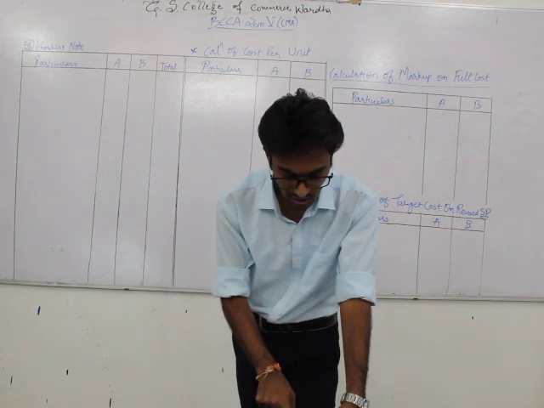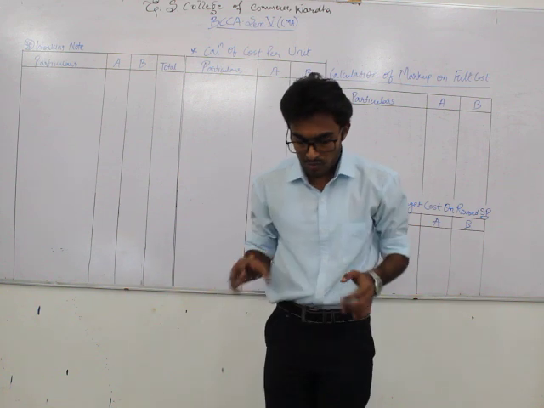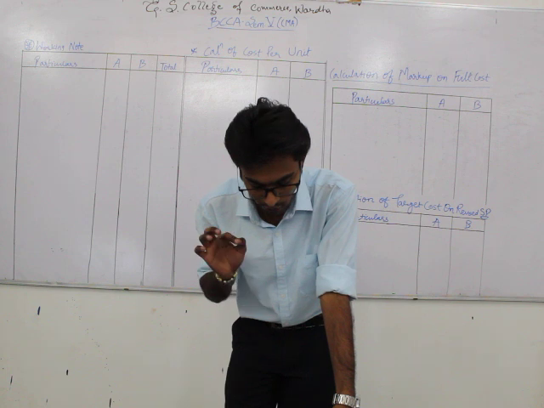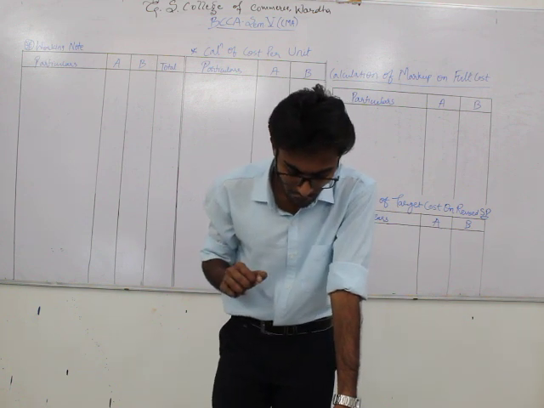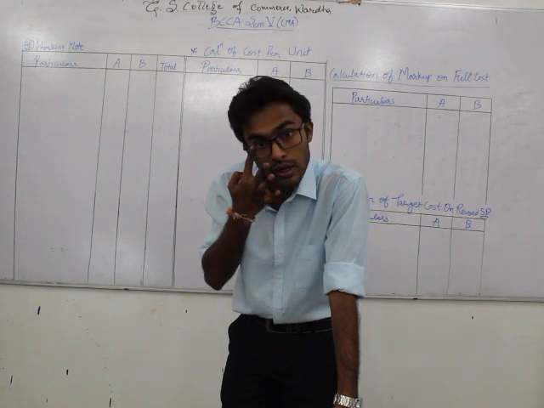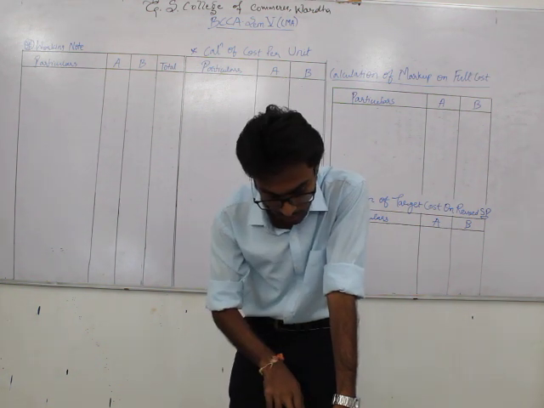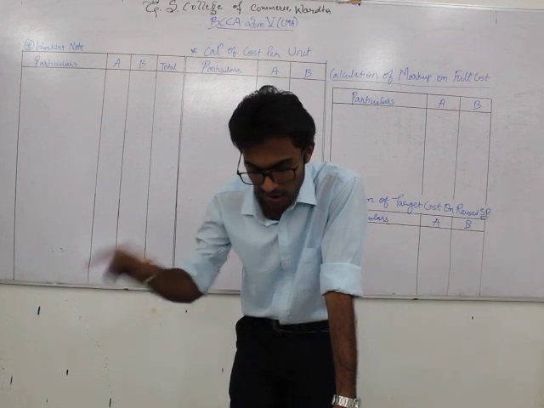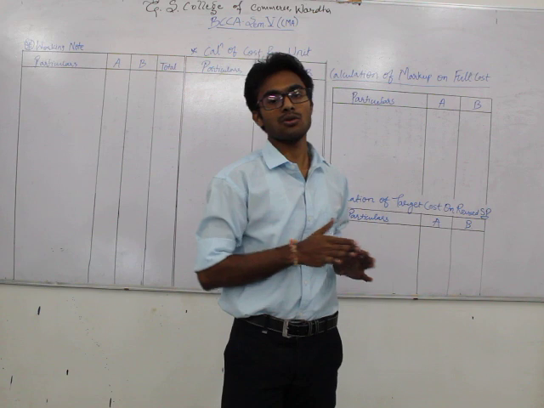So first is percentage of markup on full cost. Percentage of markup on full cost for each of component A and B. What we are required to calculate is, we have to calculate percentage of markup on full cost for A and B. This is the question 1.